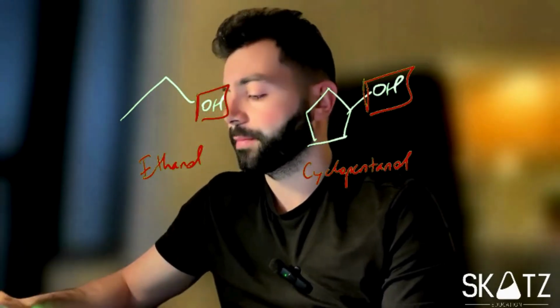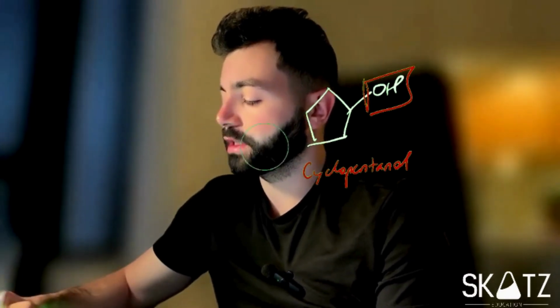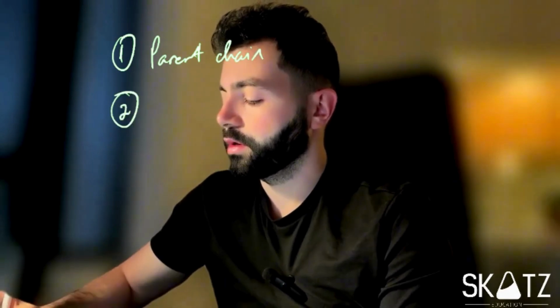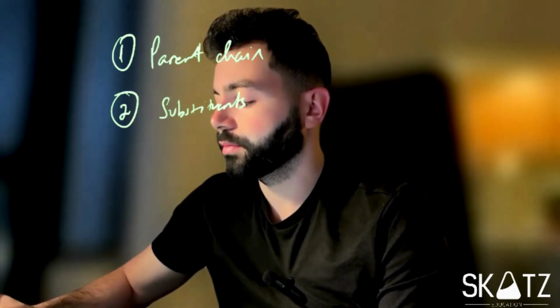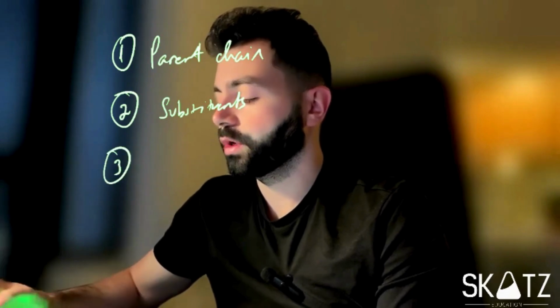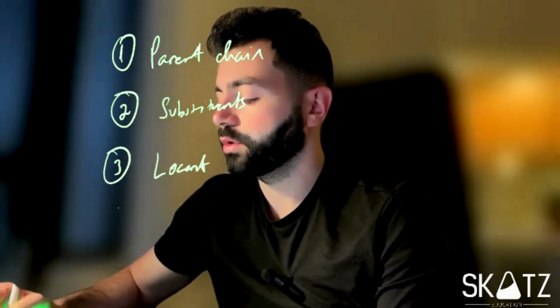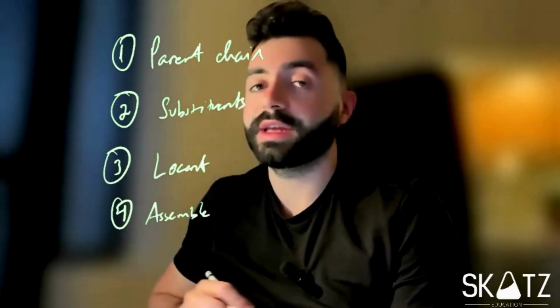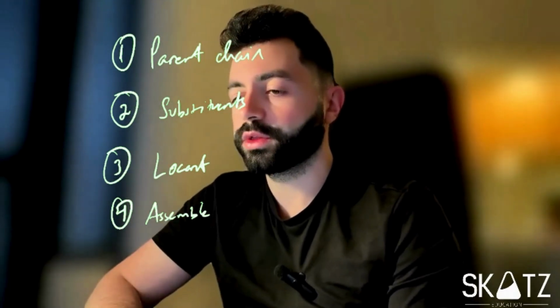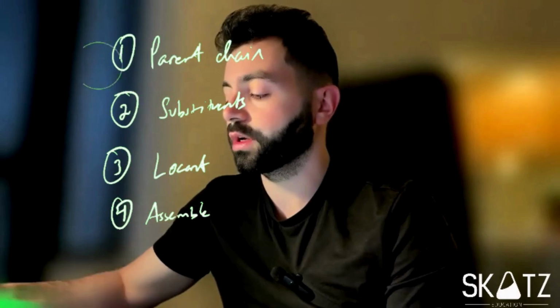So let's talk about naming. I'm going to remind you of the 4 basic steps to naming any compound. First, you want to assign a parent chain. Second, you want to name substituents. Third, you want to assign a locant to each substituent. And lastly, you want to assemble your substituents in alphabetical order. So let's work through these steps and see how it changes with regards to alcohols.